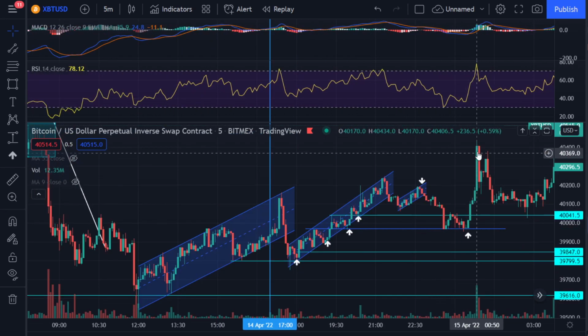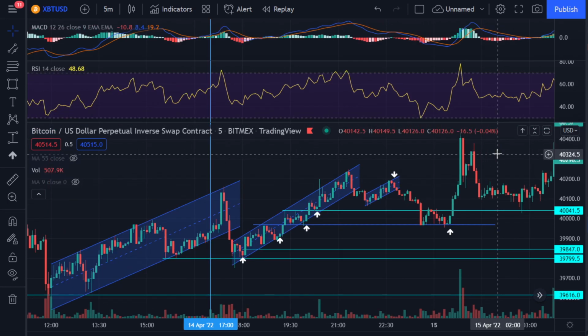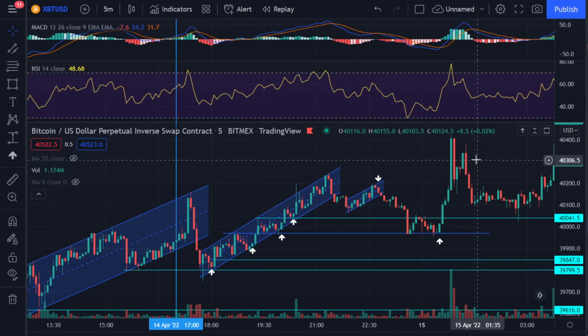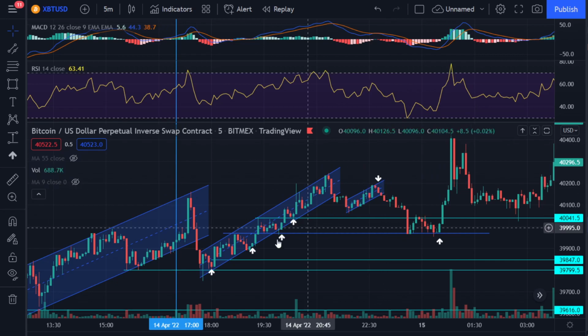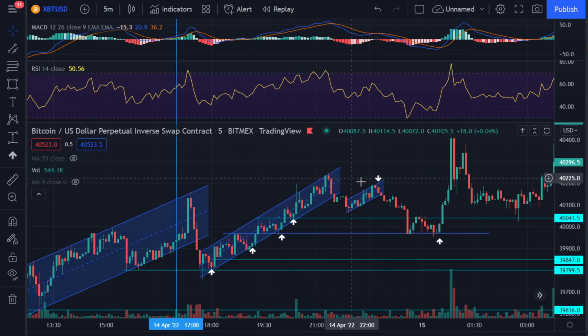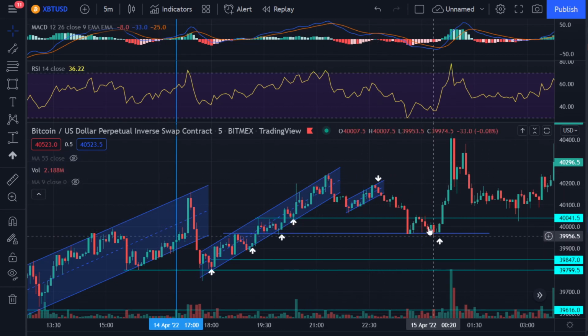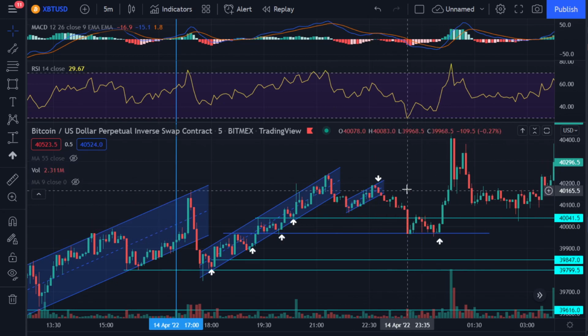Okay, so this tells you to get out. You get out here. By the way, these are just entries. We're looking for entries primarily, maybe some exits. Like if you enter here and you don't get out up here, this is probably where you're going to get out. If you enter here and you don't get out, this is probably where you're going to get out.